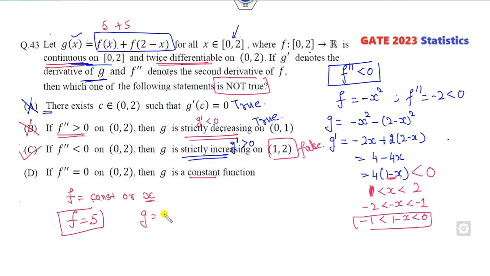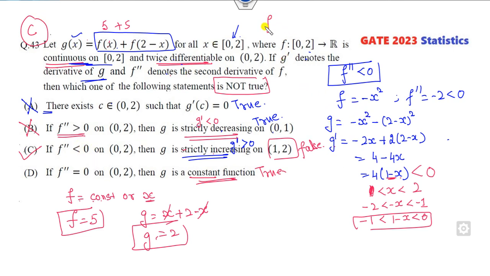F is my x plus 2 minus x. Again, g is my constant. So g is my constant, it's also the correct statement. So the right answer is only my C is the correct answer. So that's very simple. You just provide one counterexample to solve this.